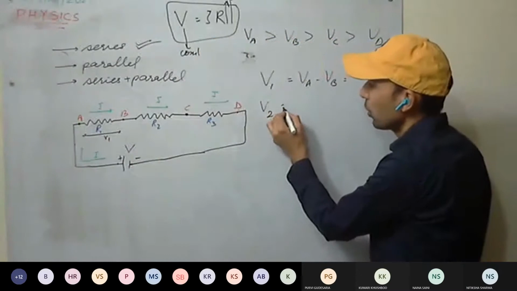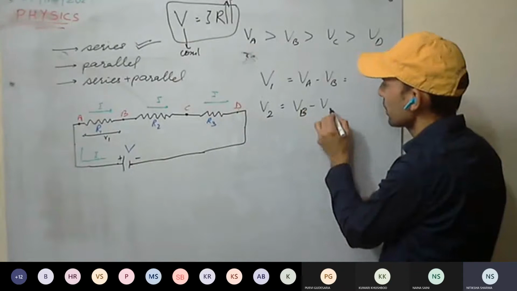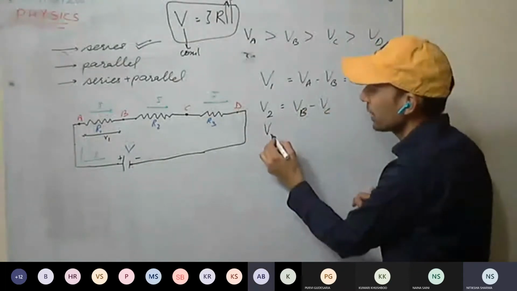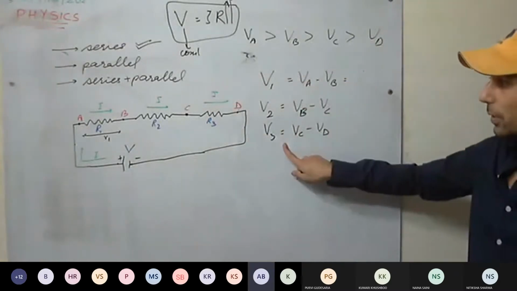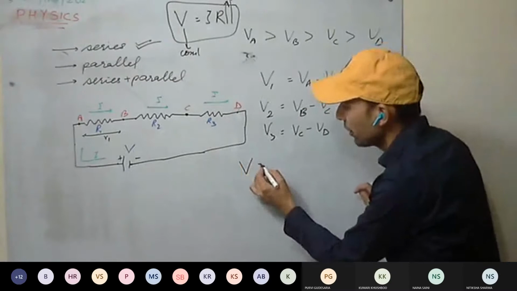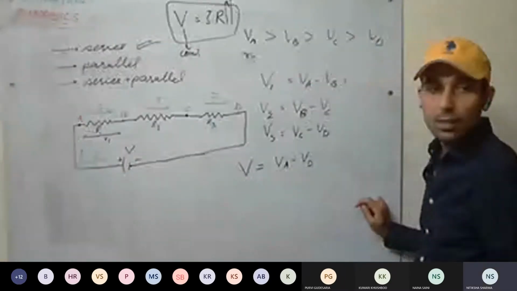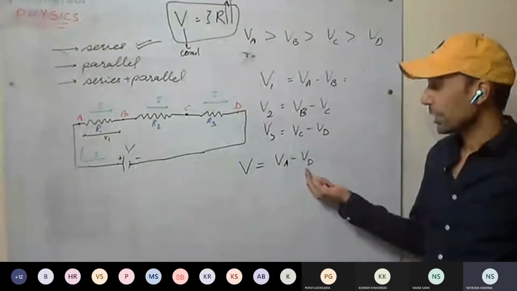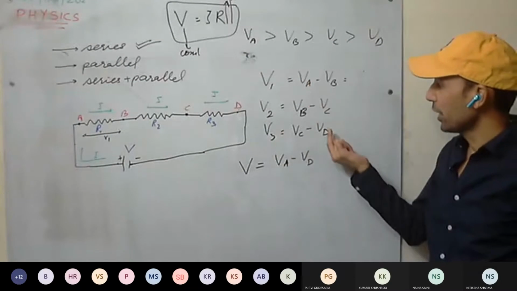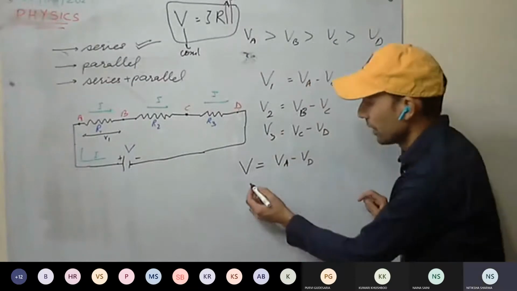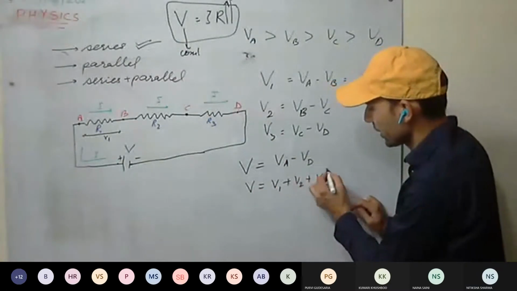V2 will be how much? VB minus VC. V3 is VC minus VD. This will be the potential drop across each. And V will be how much? V equal to VA minus VD. If we add them, we are getting VA minus VD. That is V equal to V1 plus V2 plus V3.